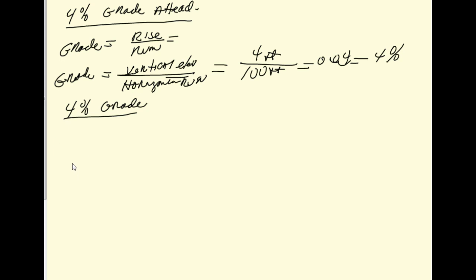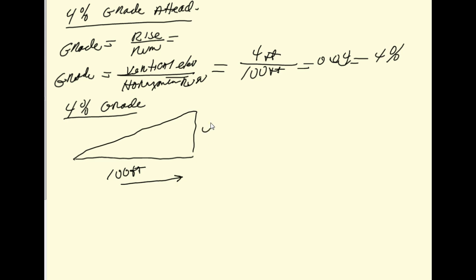And what that says is, as you travel, I'm trying to draw a straight horizontal line here. That's not very good. If we travel 100 feet in this direction and 4 feet in this direction, that's the elevation. And here's our car going this direction. Okay. And that's a ratio.